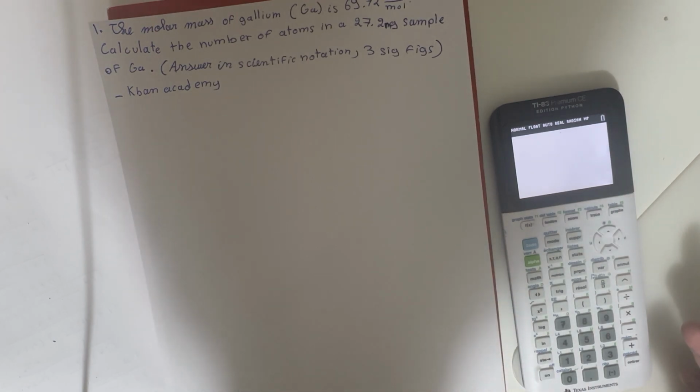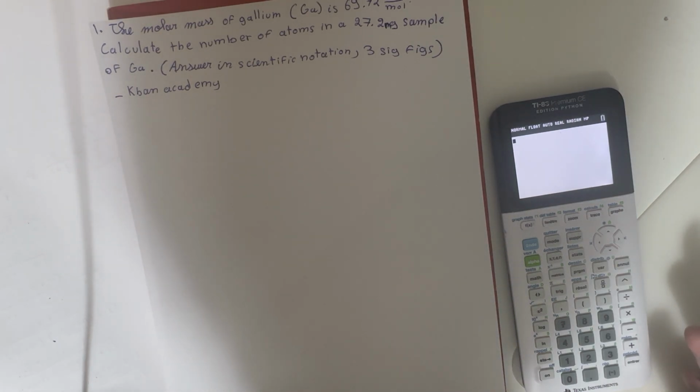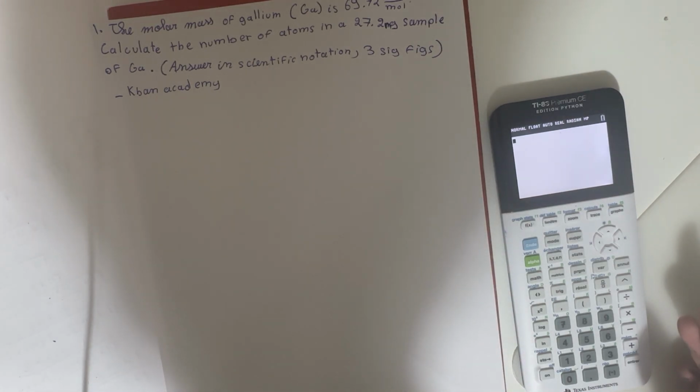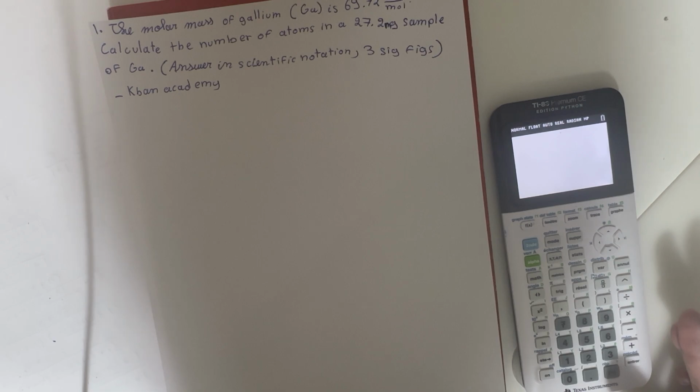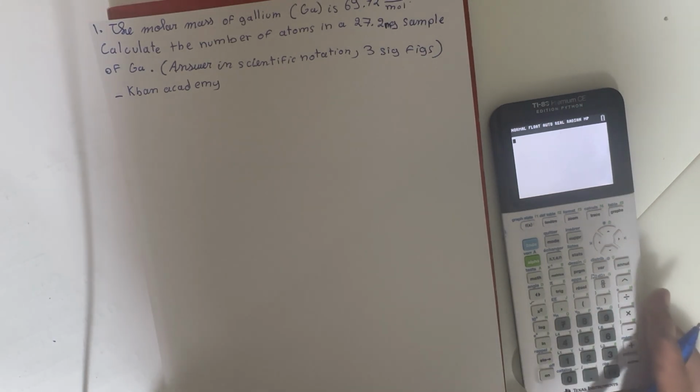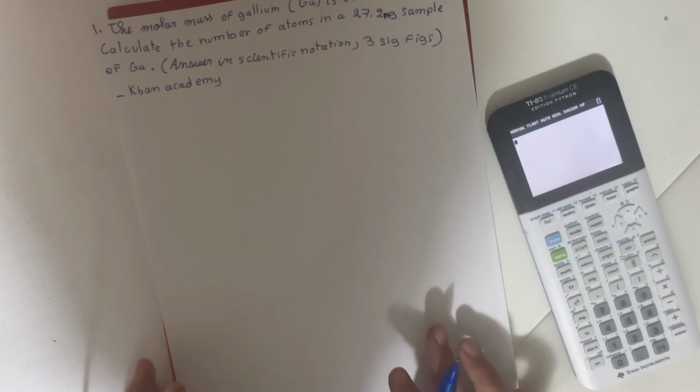The molar mass of gallium, big G, little a, as represented in the periodic table, is 69.72 grams per mole. Calculate the number of atoms in a 27.2 milligram sample of gallium. The answer should be in scientific notation and with three significant figures. As stated before, the problem is from Khan Academy.